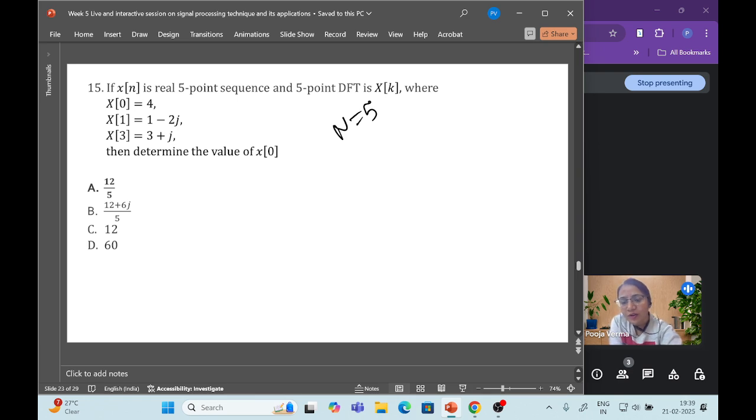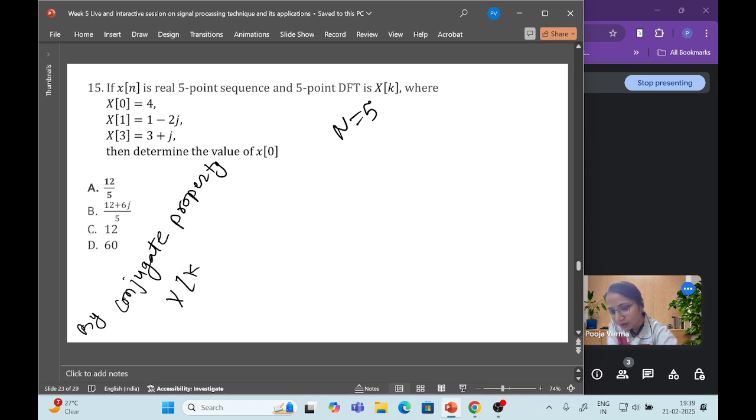So already we know that by the conjugate property of the DFT. Can you solve and answer in the chat box, please? By the conjugate property, we know that X of k is equal to X conjugate of N minus k, right?